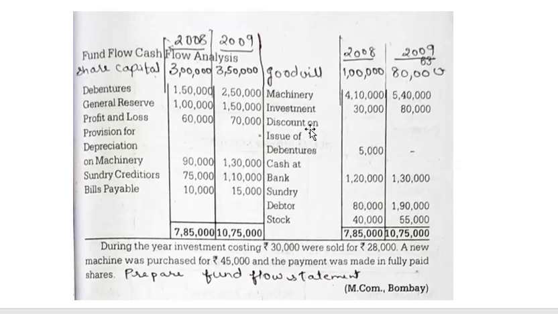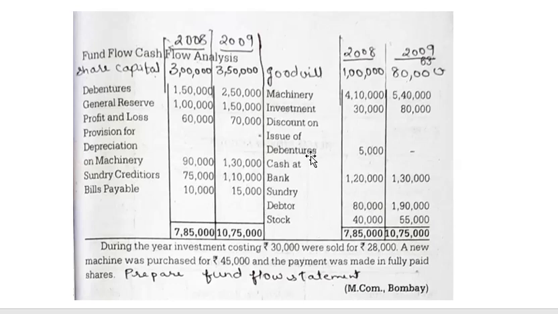Next comes investment. Investment is also the same thing. It is an asset, so assets come under fund flow statement. You have to check whether there is a purchase or sale. When there is an increase, it means purchase. Purchase means outflow. Outflow means application.